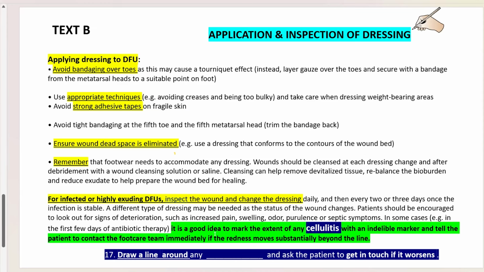Yes, we can just read here. It is a good idea to mark the extent of any cellulitis with an indelible marker and tell the patient to contact the foot care team.